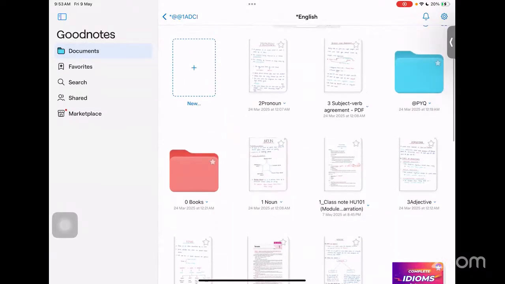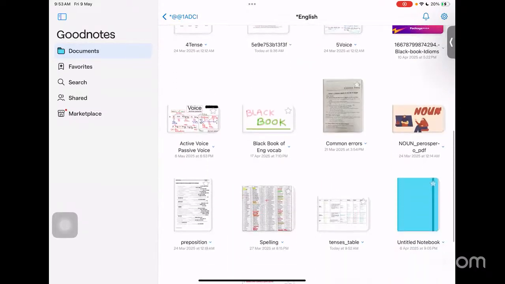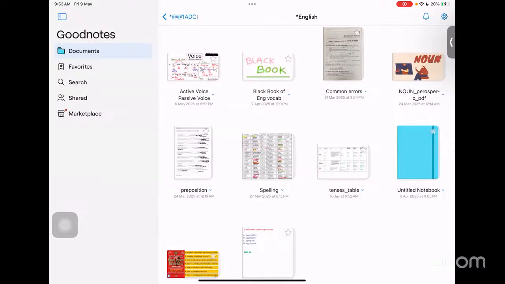So don't worry about the material, you will be getting all the material.